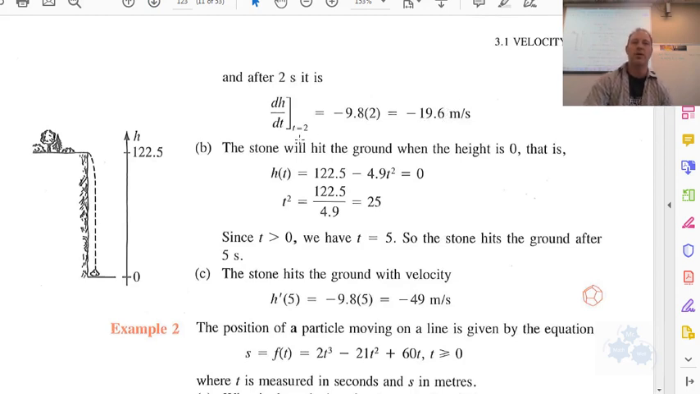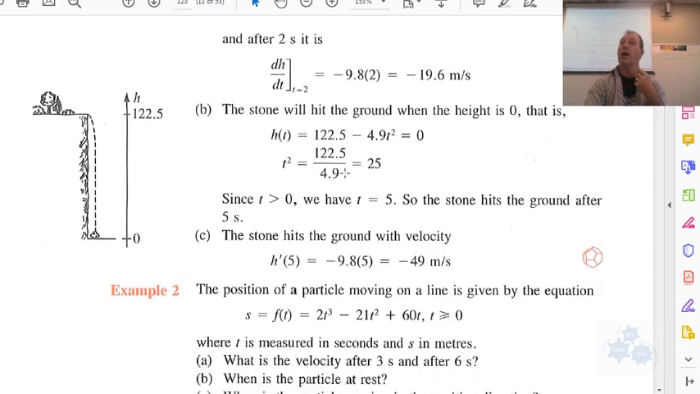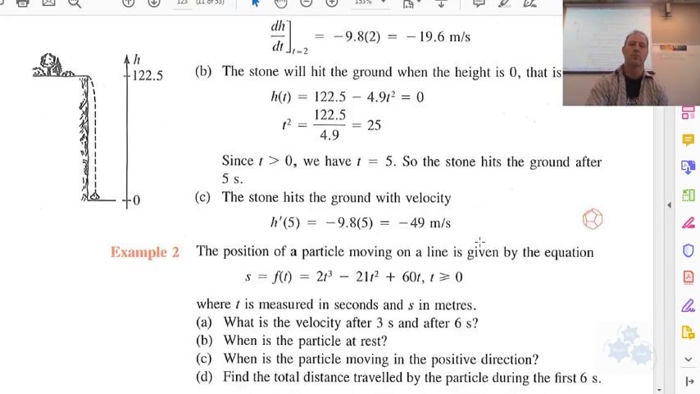When will the stone hit the ground? Well, the stone will hit the ground when the height is 0. So here's the height function. Let that equal 0. Solve for t. Boom. Done. No calculus there. That's just algebra. What is the velocity when the stone hits the ground? Well, you have the time now. You found the time. So first derivative, plug in the value of the time when it hits the ground, you can find the velocity. All right?